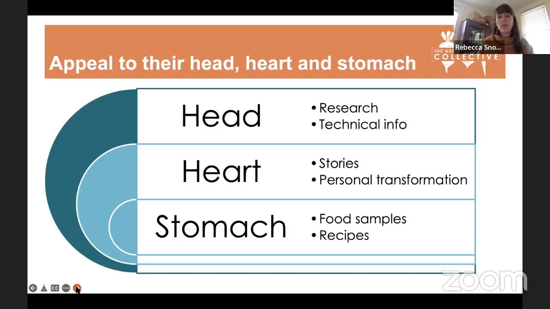And then we also appeal to their stomachs. Depending on the size of the group, if you're talking to 10 people, you could easily bring some food samples, be aware of food allergies, and make sure to communicate all the ingredients that are in the food you're sampling. That can be a great way to connect with people. If you don't have the opportunity to actually bring a food, you could share some recipe ideas, or discuss some food ideas.